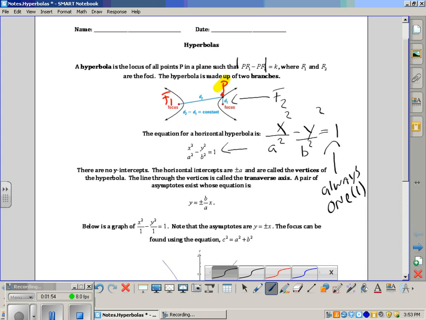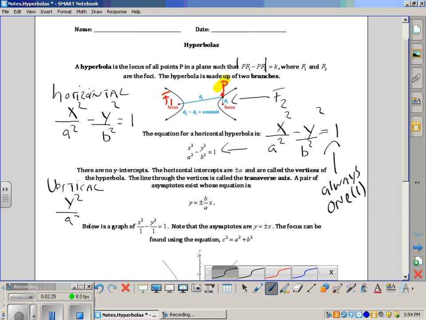So in the ellipse, remember, a was always bigger than b. Here, this is probably the one key thing to know. If you have a horizontal ellipse, then it's x squared over a squared minus y squared over b squared. If you have a vertical ellipse, this is explained in detail on the next page, but a vertical ellipse is going to be the reverse. It's going to be the y squared over a squared minus x squared over b squared.